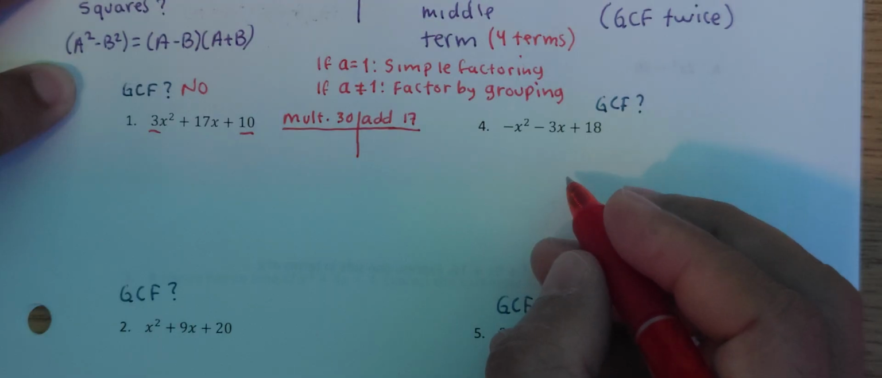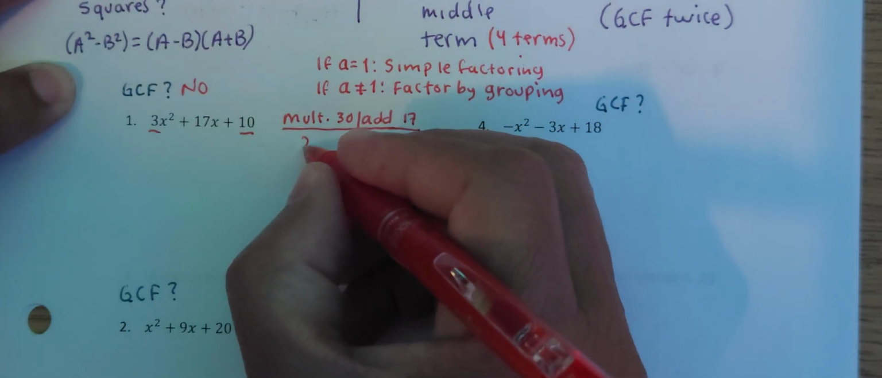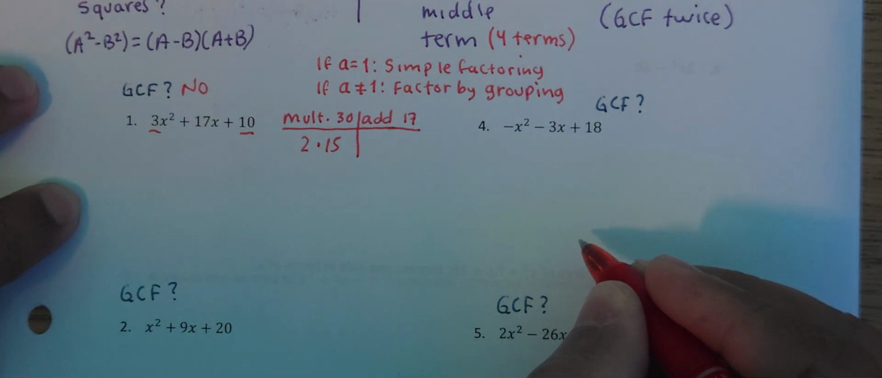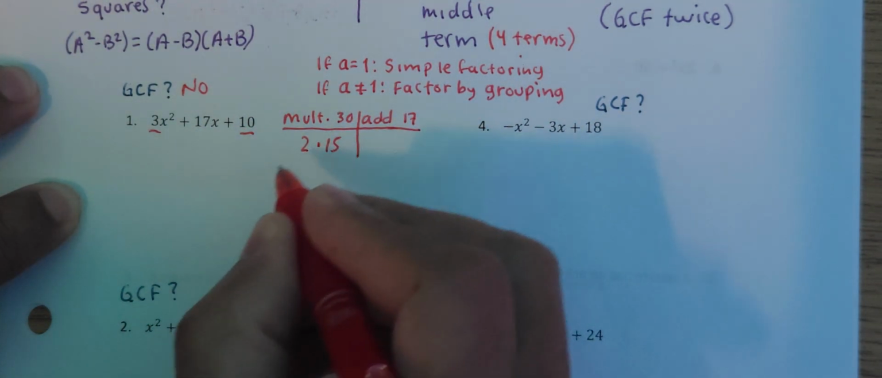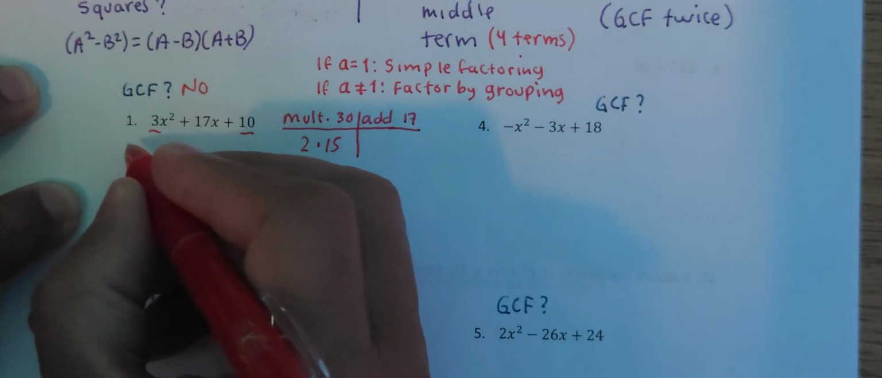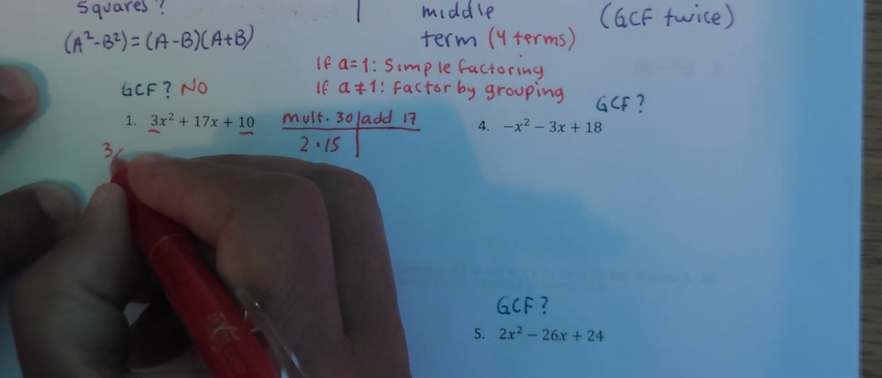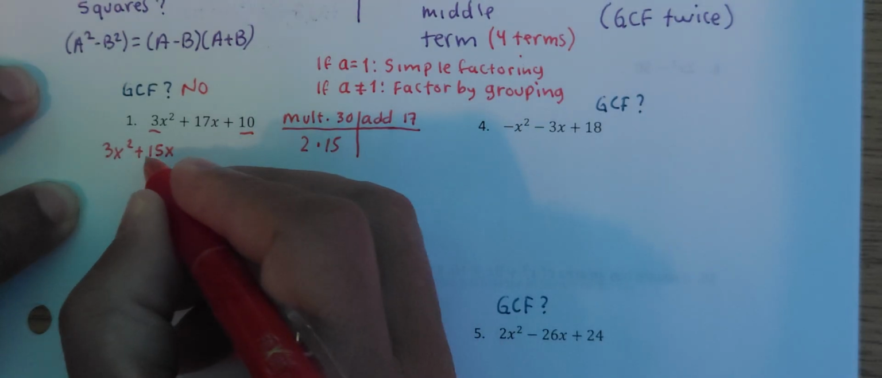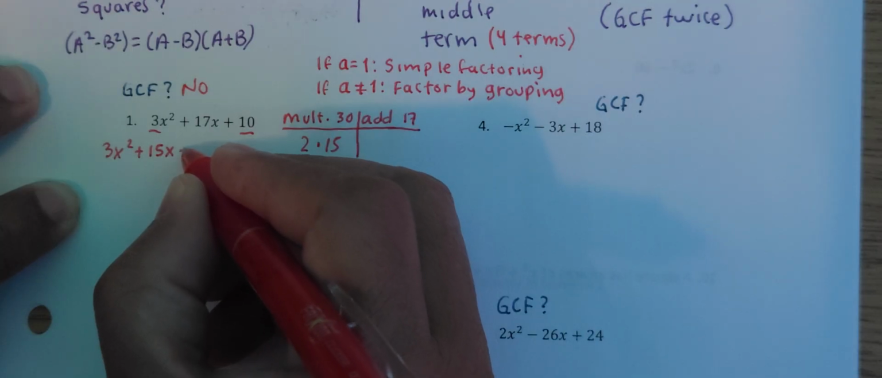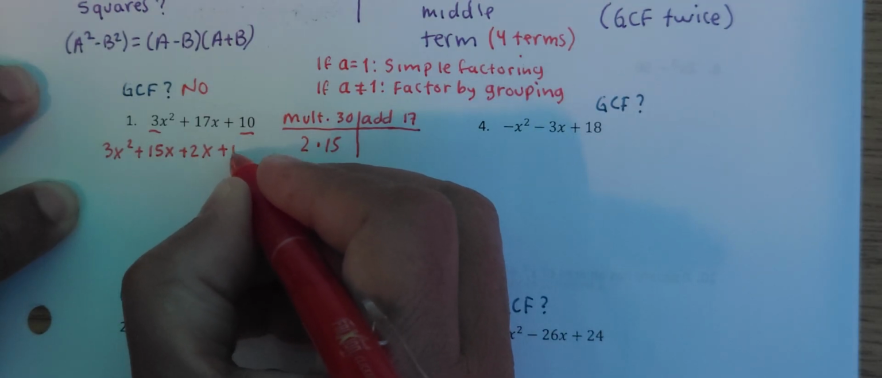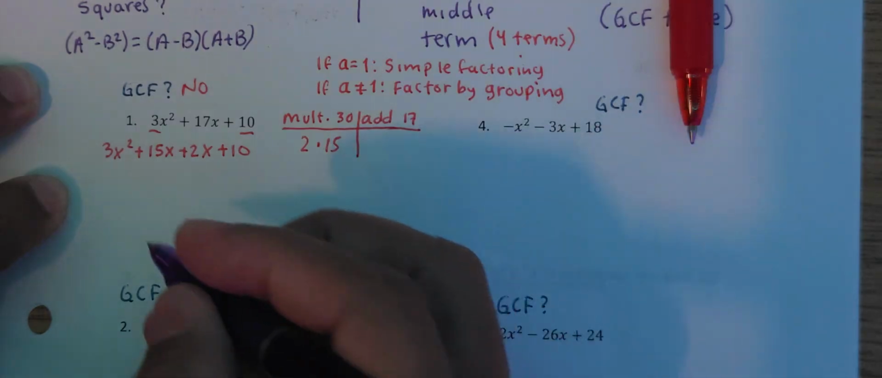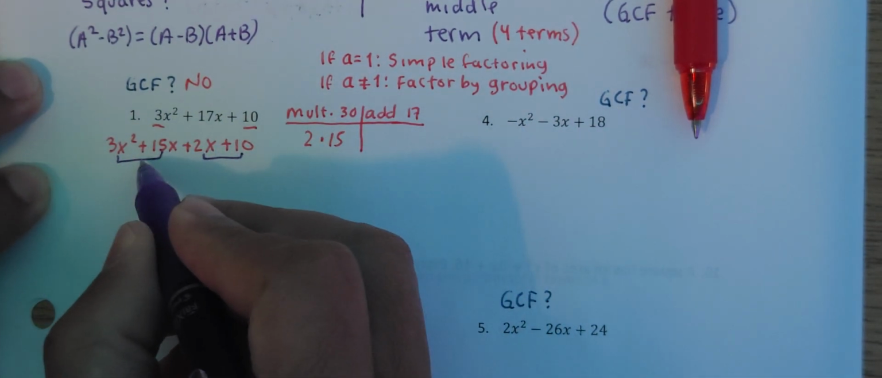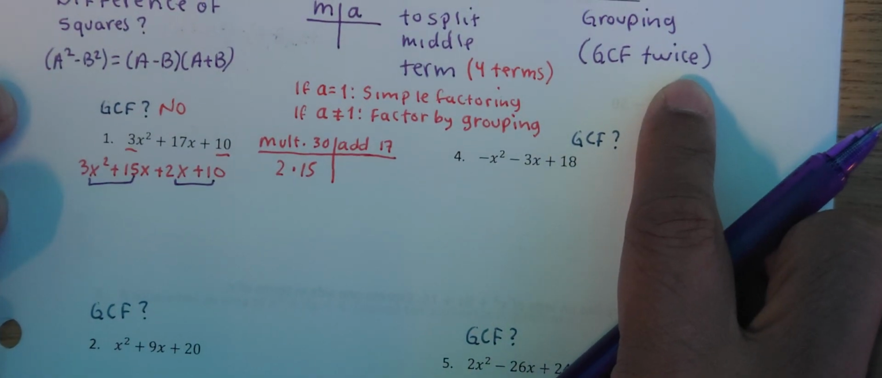The multiples of 30 that add to 17 are 2 times 15. So I'm going to split up 17x as 2x and 15x. I'm going to group conveniently 3x squared with 15x because they both have odd coefficients, so plus 2x plus 10. Then I'm going to group these two terms together and these two terms together, then find a GCF twice.